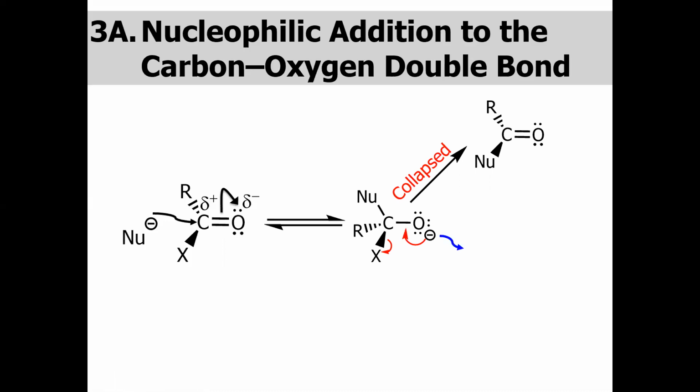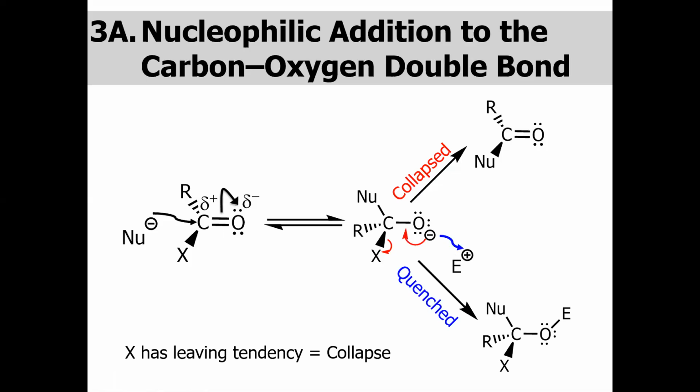The other possibility is that when this oxyanion tetrahedral intermediate has an electrophile, rather than collapsing, it will give the lone pair to this electrophile and give the final product. Now, why does this happen? This all depends on this X, the leaving group, or we can say the leaving group tendency. If this leaving group is alkoxy or carboxylate ion or the halide ion, then we have more chances of collapsing to the final product. And if we have another leaving group as X, then we may have the quenching reaction in this case.